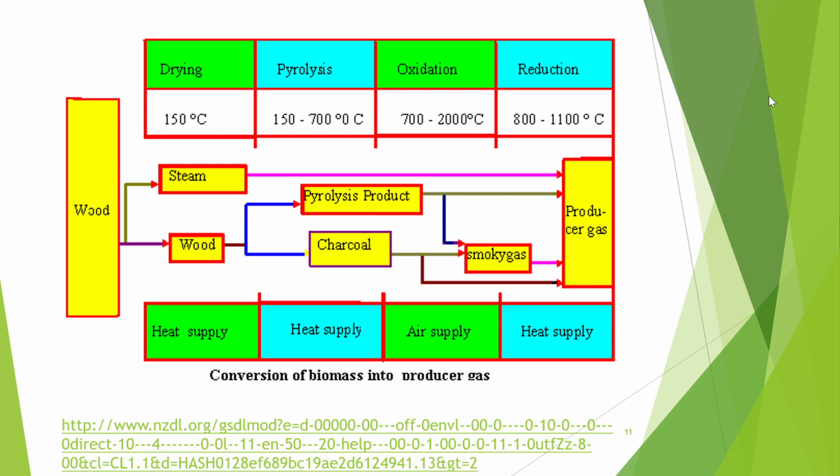Okay. Then comes the oxidation. It occurs between 700 to 2000 degrees Celsius. Here we get some smoky gas. After reduction, we get producer gas, which occurs at 800 to 1100 degrees Celsius. All these processes have different rates of heat supply and air supply. The most air is supplied in the oxidation process, while in pyrolysis, no air is supplied.